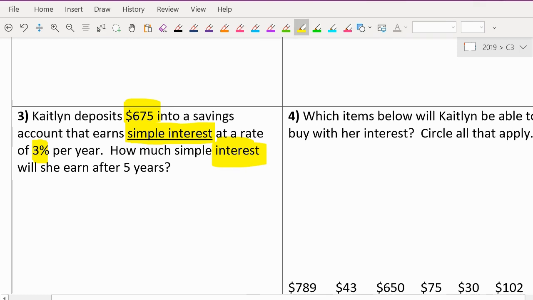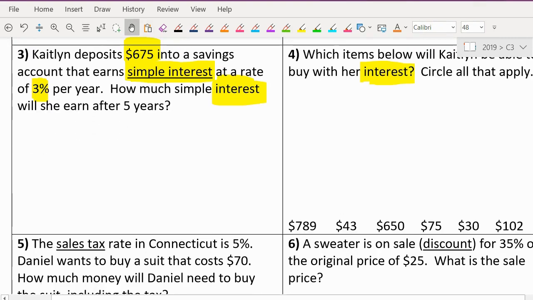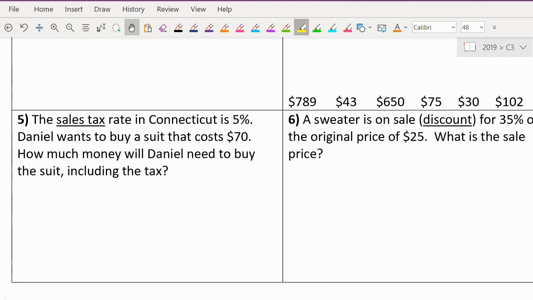Okay, what about 4? It's still interest. It's actually part of number 3, right? It's Caitlin. Okay. Number 5. Keyword. Tax. So tax. Now let's see. How much money does Daniel need to buy the suit? So is that the total or just the tax? It's the total because he needs to pay for the suit and the tax. So you add it together. So how much money will the person need? Right? That is the total.